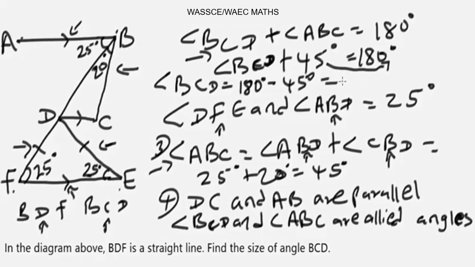All right, so when you punch it on a calculator, you're going to have the value to be 135 degrees, and this will be the answer. Our answer is 135 degrees. So that will be the angle here, our BCD. Okay, so it is as simple as that, guys. Now since they are allied angles, if you add 135 plus 45, you will get 180 degrees. So this is basically how you can deal with this problem.